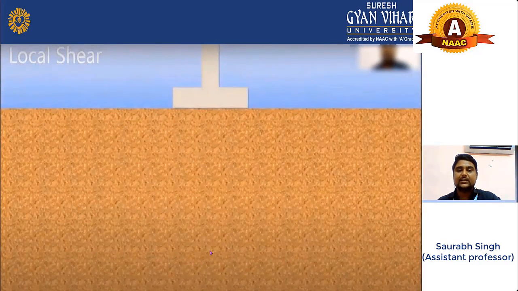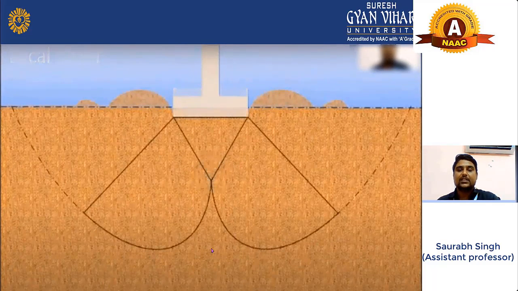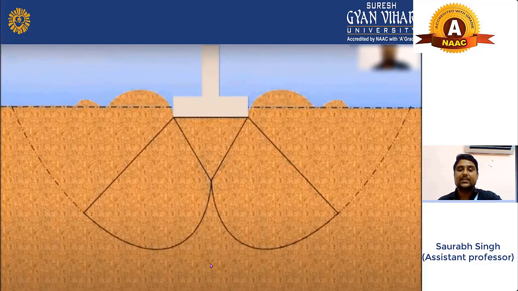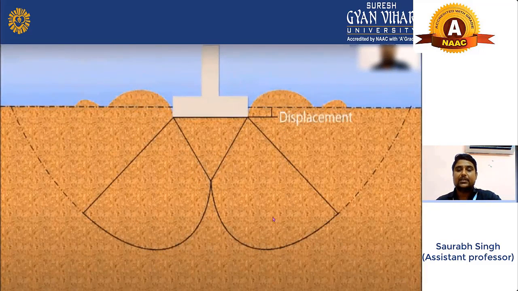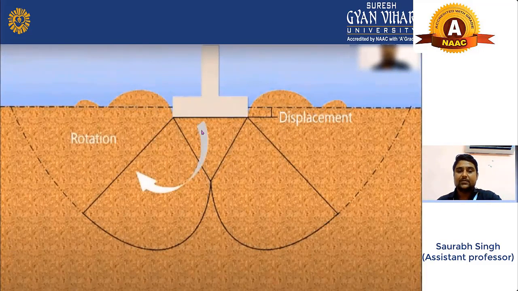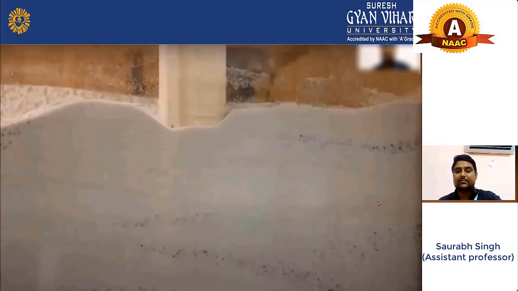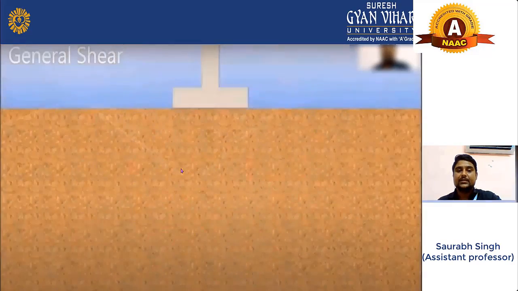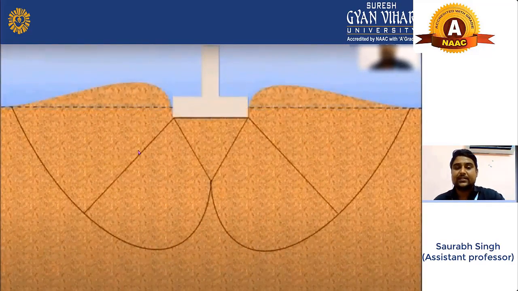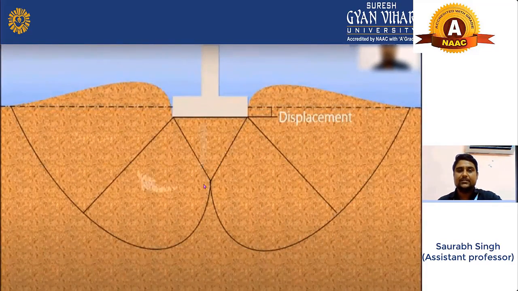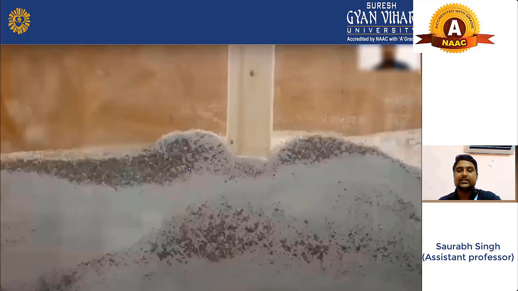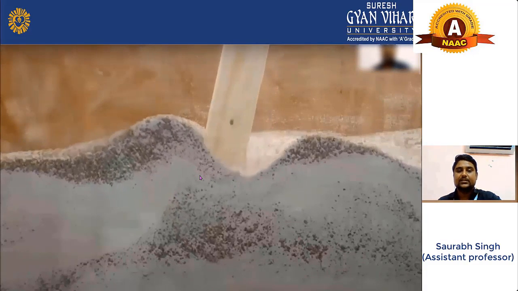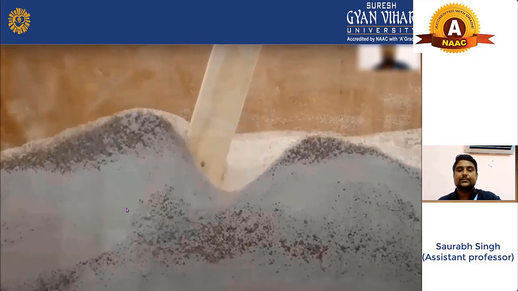Now we will see the local shear failure. How will the displacement happen? One part will move from here, and a second part will move from here. As you can see in the image, this is your local shear failure. And now we will see the general shear failure with the help of this animation video. It will rotate in one direction, as you can see here. This is showing the general shear failure.